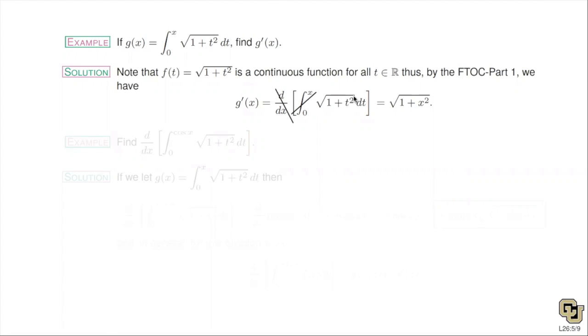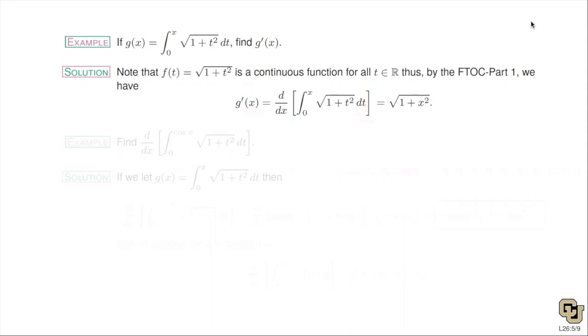I ended up just getting back the integrand, the thing I'm integrating, except it needs to be in the correct variable. It can't be in the dummy variable. Here, the correct variable is x. And so this is the integrand with the dummy variable replaced with x. It's just a notational thing. We've not done any math as far as I can tell.